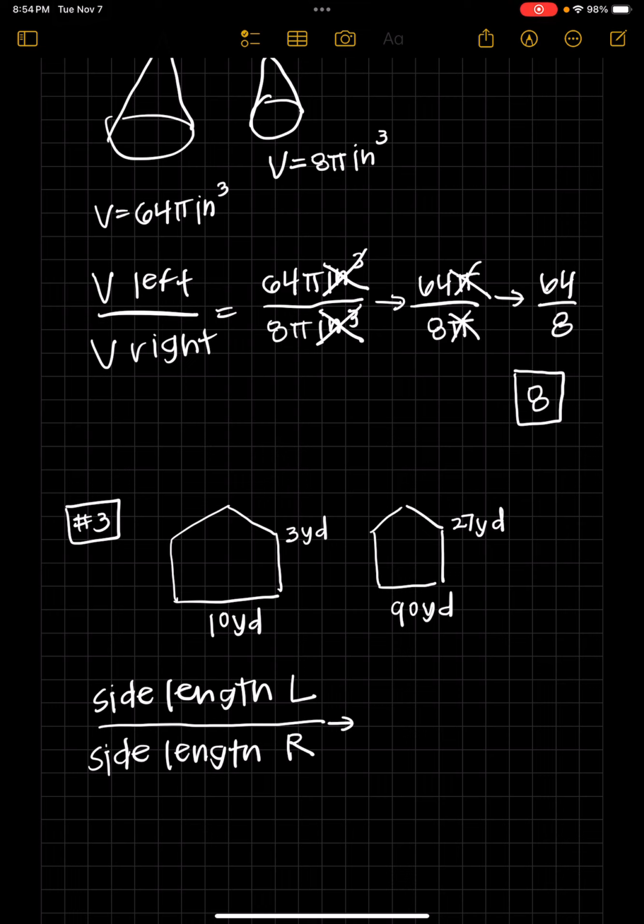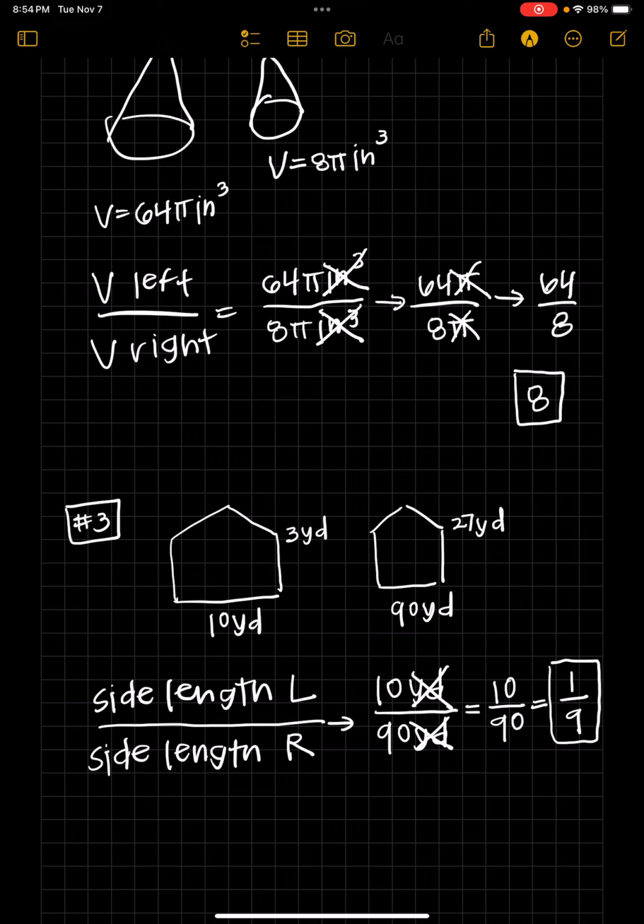I'm going to use the 10 and the 90 because those look like easier numbers. The 10 is from the left, so we've got 10 yards on top and 90 yards on bottom, which means that, again, we can simplify by canceling out those yards. And then we get 10 over 90. Those are both divisible by 10. I can divide both of them by 10 and get 1/9. What that tells me is that to get from the shape on the right to the shape on the left, I have to multiply by 1/9 or divide by 9. So this 1/9 is my scale factor.